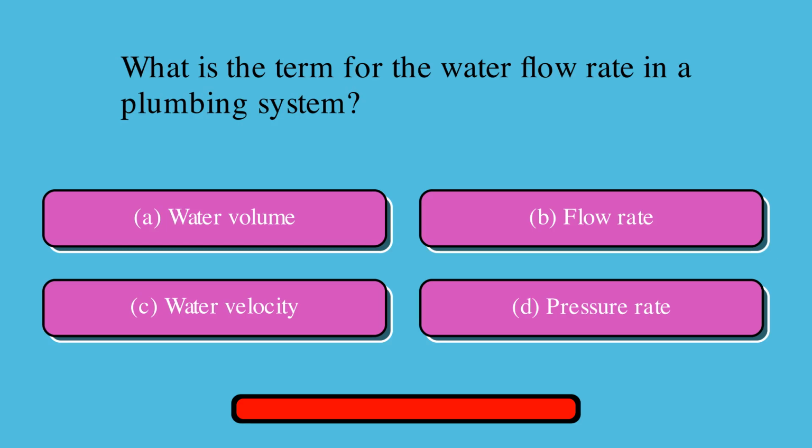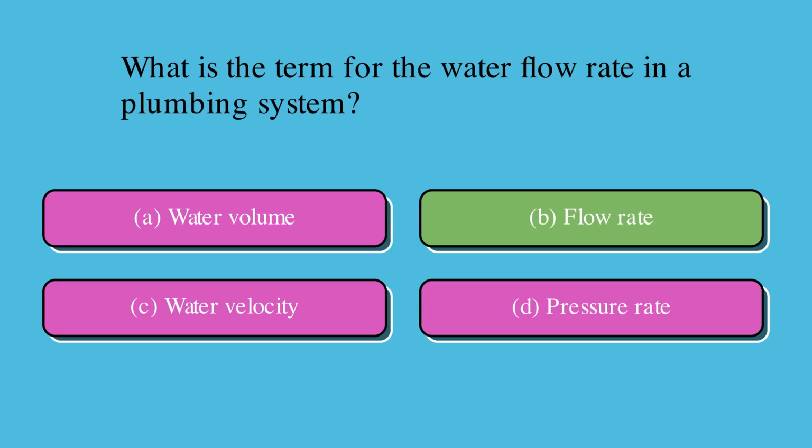What is the term for the water flow rate in a plumbing system? Is it A, water volume, or B, flow rate, or C, water velocity, or D, pressure rate? The correct answer is B, flow rate.